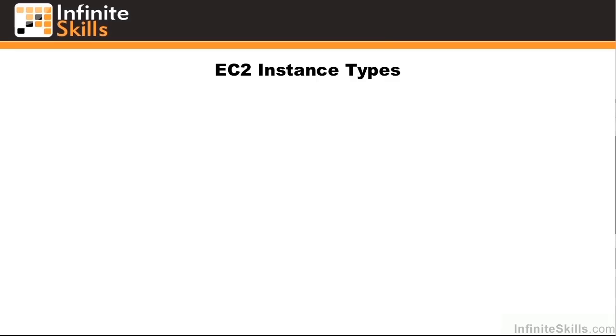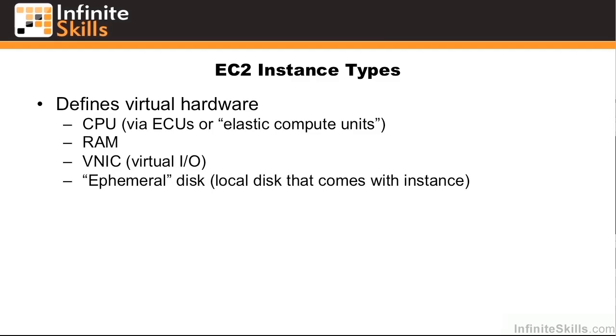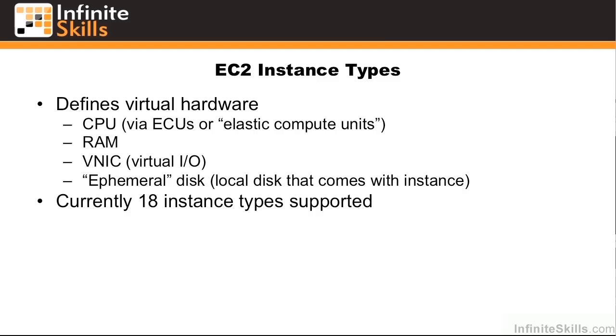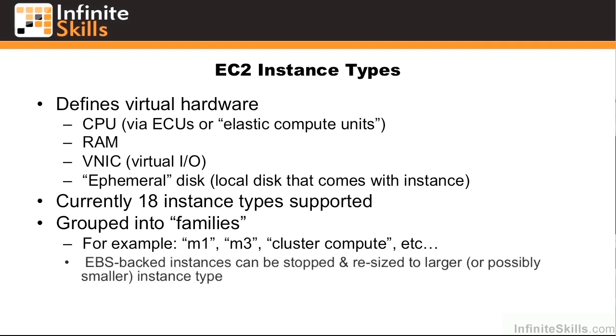Let's first look at EC2 instance types. Again, this defines the virtual hardware, the CPU, the RAM, the virtual NIC or virtual I/O of the machine, and ephemeral disk, which is local disk that comes with some instances. Currently, there are 18 instance types supported, and these are grouped into families, such as M1, the latest M3, cluster compute, graphics compute, and so on.